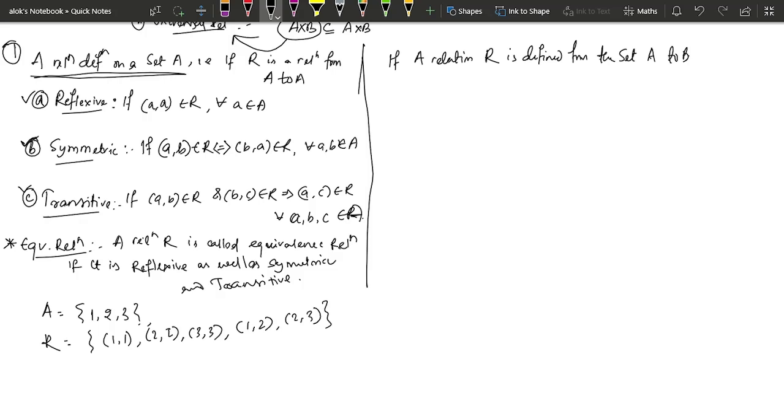To check the reflexive property, we will check that for every a we have the ordered pair (a,a) in R. So for 1 we have (1,1) in R, for 2 we have (2,2) in R, for 3 we have (3,3) in R, so R is reflexive.